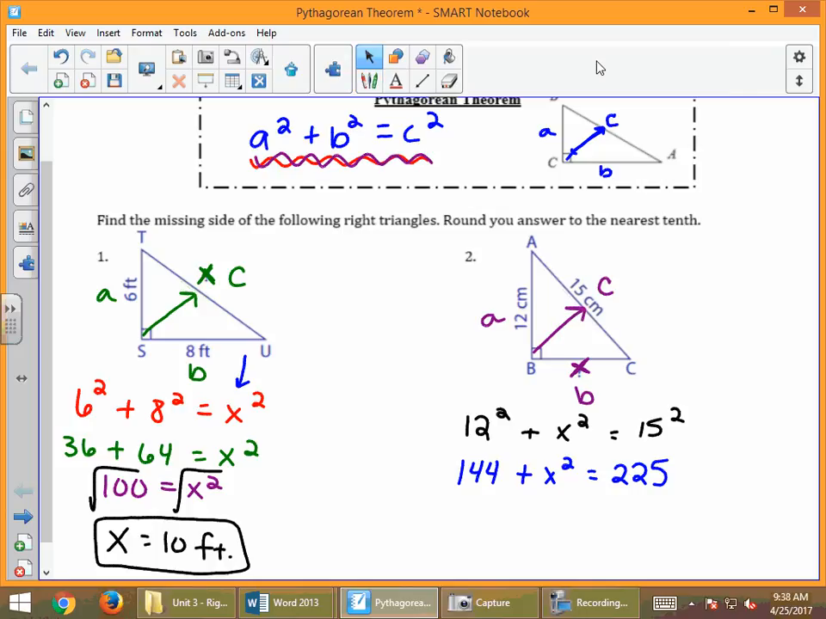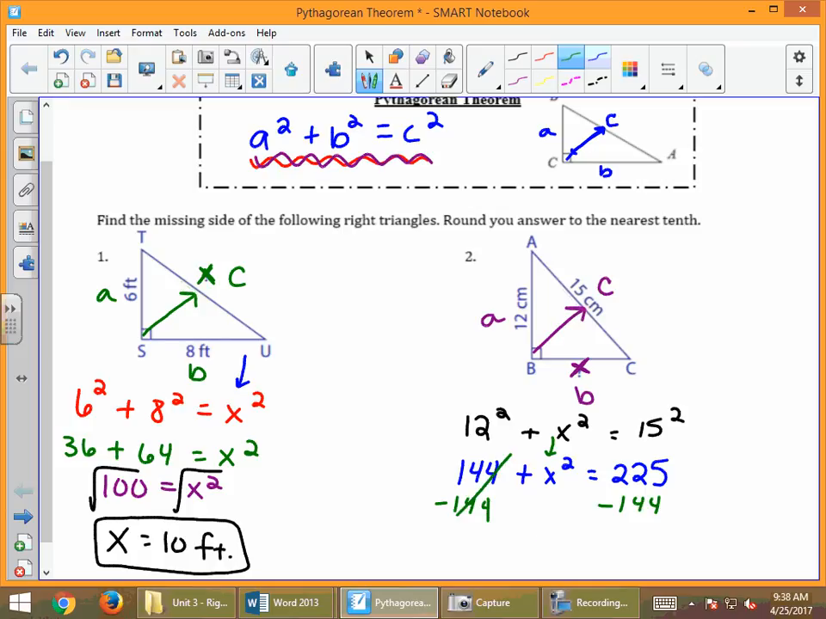And in number 2, one of our legs was missing. So our variable isn't necessarily by itself right away. When this happens, what you need to do is just solve for that variable. So move that other leg over. To move it over, we just do the opposite. So we're going to subtract. Now we have that variable by itself.